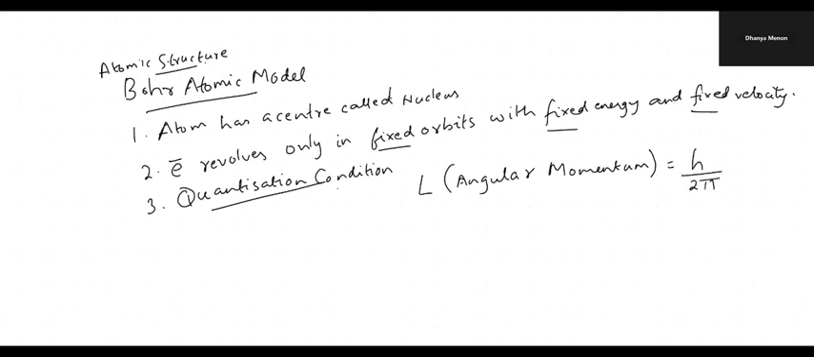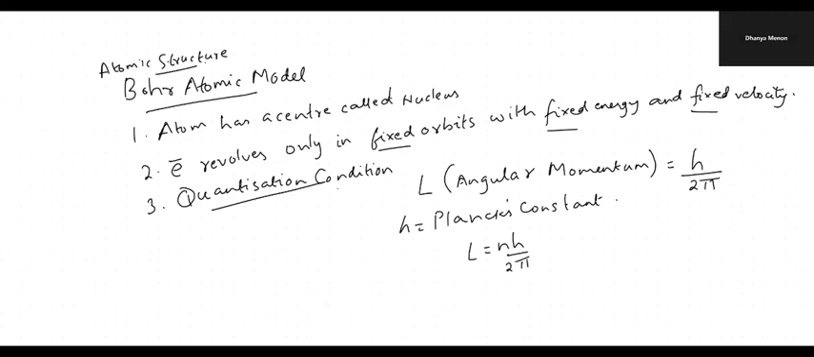is an integral multiple of h by 2 pi, where h is a constant called Planck's constant. This Planck's constant will be used in numericals, and its value will be discussed later. So the electrons revolve in those circular orbits in which the angular momentum is a whole number multiple of h by 2 pi. That means L is equal to nh by 2 pi. It should be a whole number, not a decimal.